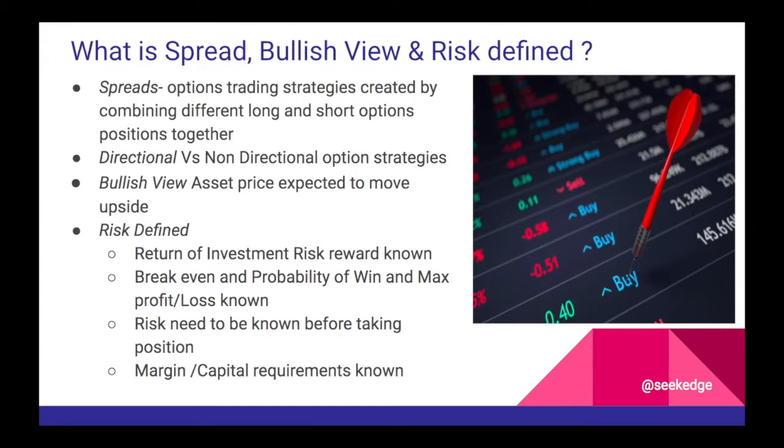There are two types of option strategies. You can divide them as directional versus non-directional. Directional is what we are going to talk about. When we say that we have a bullish view, it means we are directional. We know where the price movement of the market goes. When we say we are non-directional, we're not sure where the price may end up for this expiry. That's non-directional.